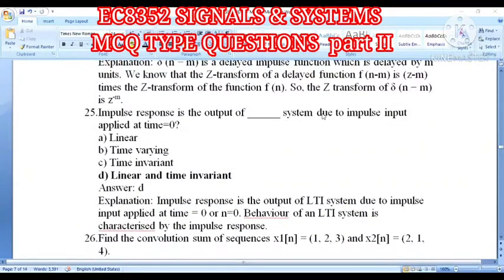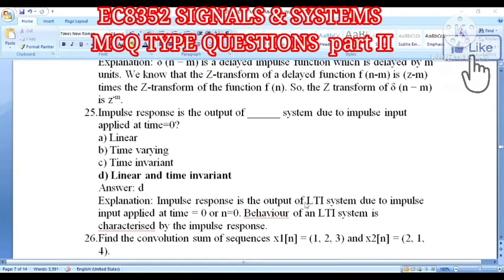Impulse function is the output of a dash system due to an impulse input applied at time equal to 0. Option A linear, option B time varying, option C time invariant, option D linear and time invariant. So here the answer is D. LTI system is the correct one, because it is the impulse response of the LTI system due to an impulse input applied at time equal to 0 or n equal to 0.